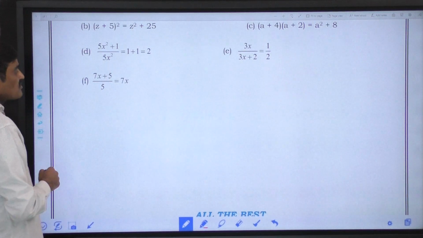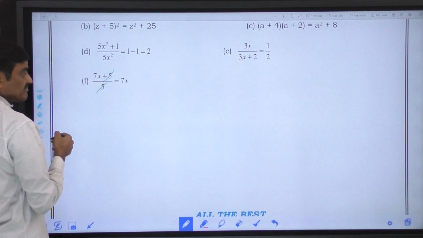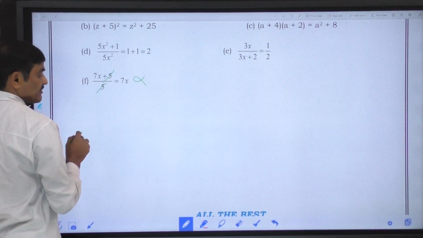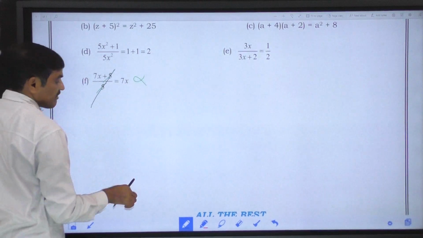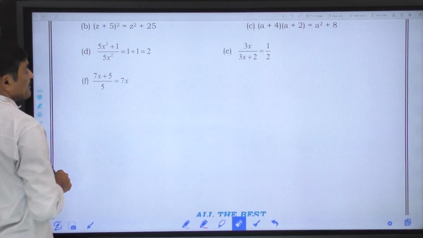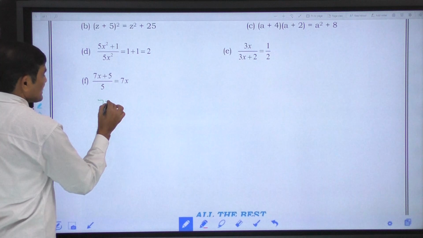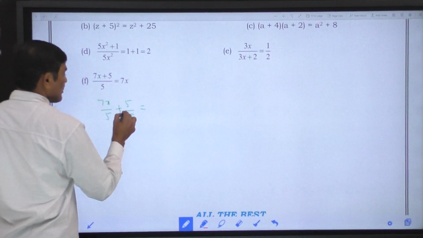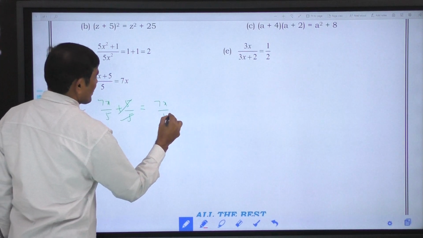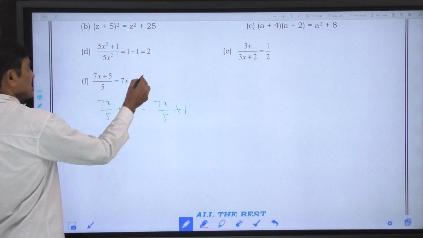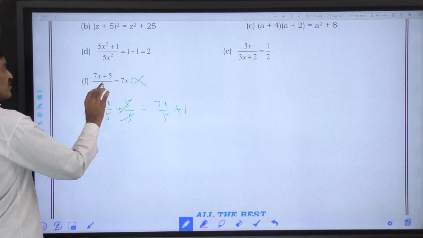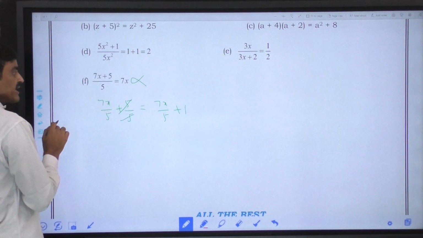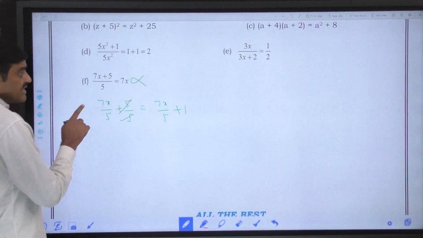Now coming to here also, he cancelled the 5 and 5, but it is wrong. What does that mean? 7x/5 + 5/5, and 5/5 cancels, so 7x/5 + 1 is the correct answer. That's why this is also wrong. In this way, this 5 and 5 you cannot cancel. There is the mistake.